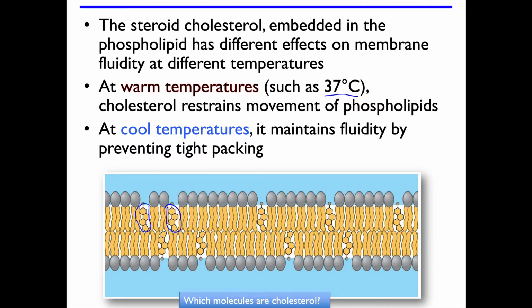upon exhibiting cold temperatures. For example, like we'd have in the fall and winter of given areas outside, and things have to survive through that. So the question at the bottom, which molecules are cholesterol?